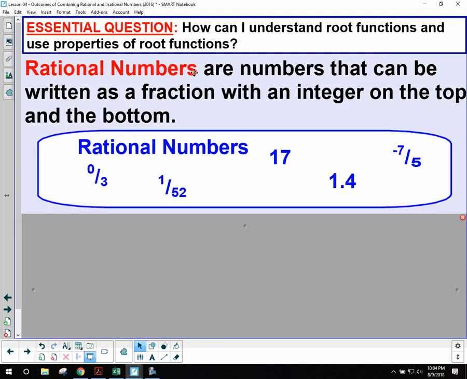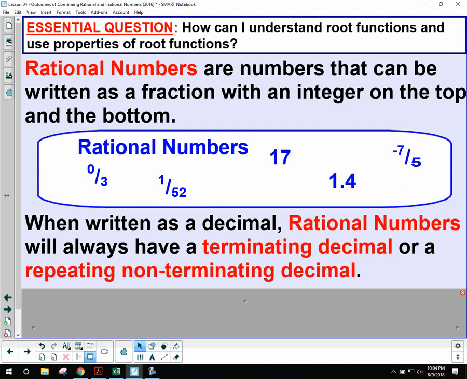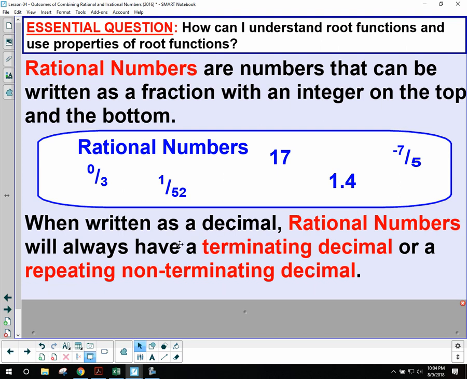So rational numbers are numbers that can be written as a fraction with an integer on top and on the bottom. Here's some good examples. When written as a decimal, rational numbers will always have a terminating decimal, like we see here with this 0.4, it stops after the 4, or a repeating non-terminating decimal.